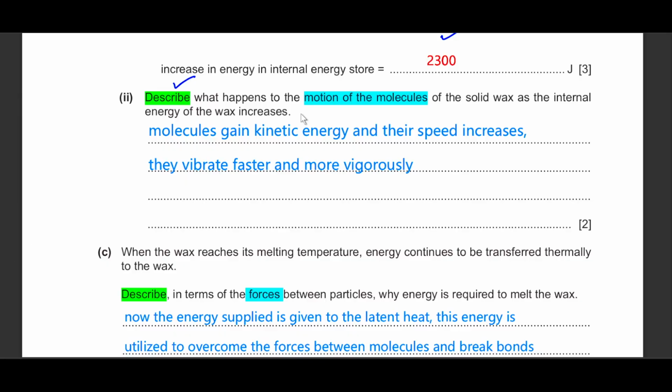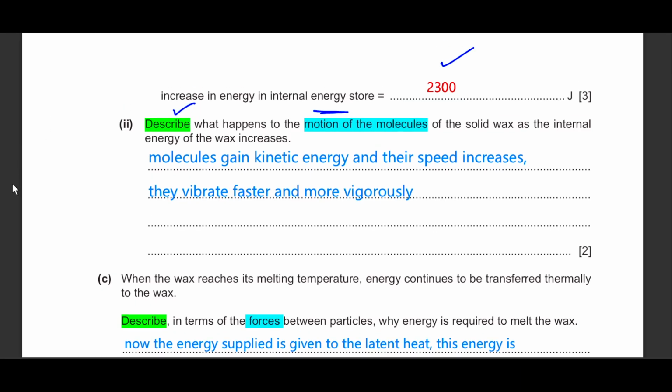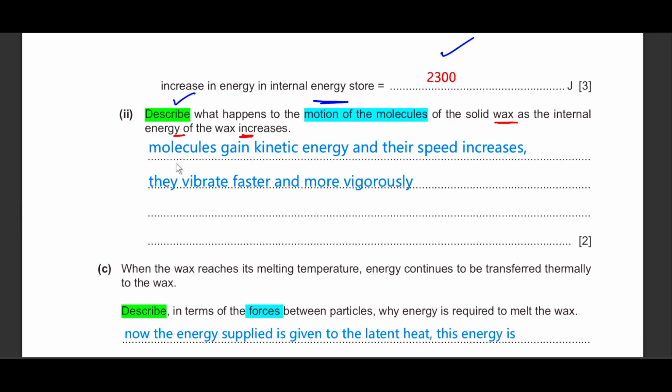Describe what you will see with your eyes. What happens to the motion of the molecules? What will happen to the movement of the molecules as the internal energy of the solid wax increases? When the internal energy increases, the thermal energy increases, the molecules gain kinetic energy and their speed increases. They start vibrating faster and more vigorously.